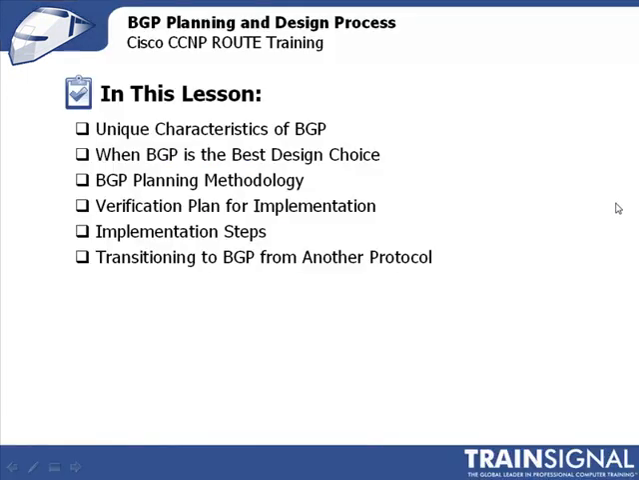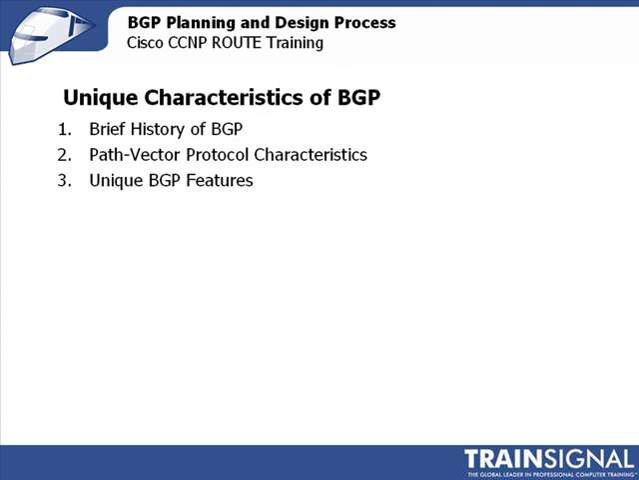In this lesson, we're going to look first at the unique characteristics of BGP. We're going to review when BGP would be your best design choice, planning methodology in approaching BGP, the verification plan, implementation steps, and transitioning to BGP from another protocol. First, we want to look a little bit at the unique characteristics of BGP, a little bit about the history and background. Because it is a path vector protocol, we want to look a little bit at the characteristics of path vector protocols. And we also want to look at some configuration issues unique to BGP.